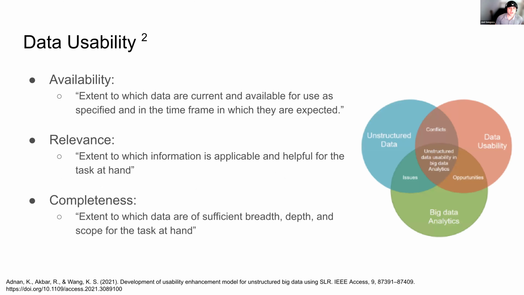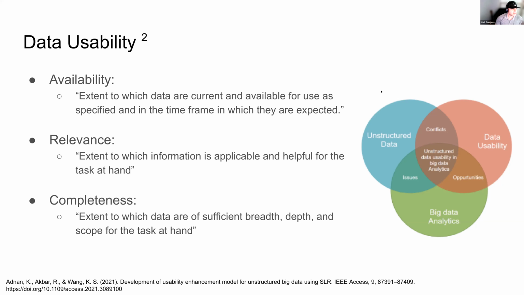Unstructured data on its own has a lot of great context. However, it's not quite usable, so we have to format it into a form that allows us to leverage it. There are a few things to consider when looking at usability. The first one is the availability of data. We know that unstructured data is plentiful, and there's a lot of it. This is the extent to which data is currently available to use for the specific problem. Also, we must consider the relevance of the data, whether it's actually applicable and helpful for the task at hand. And then, of course, the completeness, the breadth, depth, and scope for that task at hand is also a consideration.